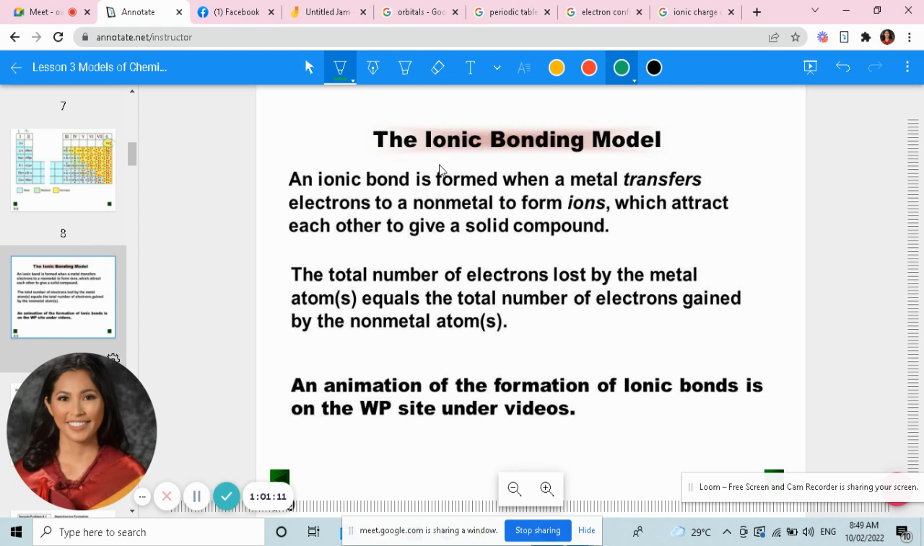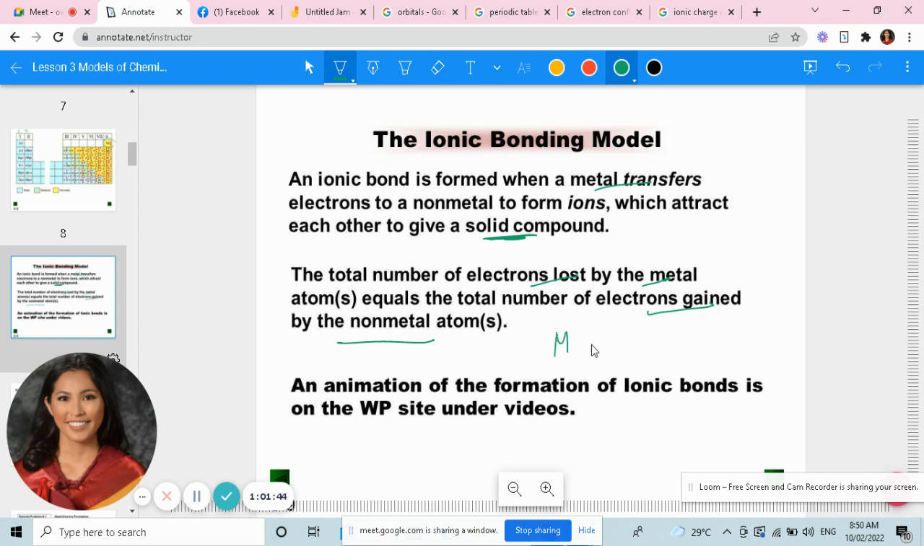Okay, we have ionic bonding. An ionic bond is formed when a metal transfers electrons to a nonmetal, forming ions which attract each other to give a solid compound. The total number of electrons lost by metals equals the total number of electrons gained. Do you agree? The total number of electrons lost by metals is equal to the total number of electrons gained by nonmetals.